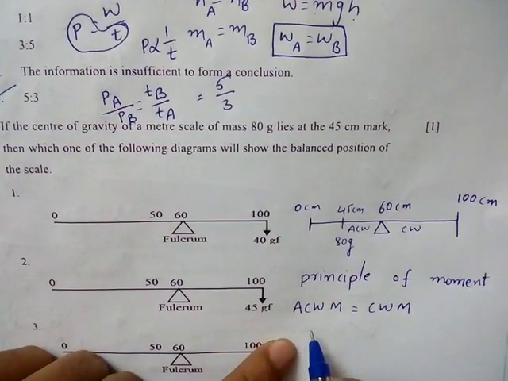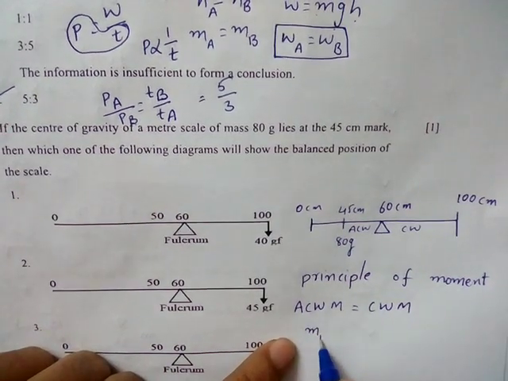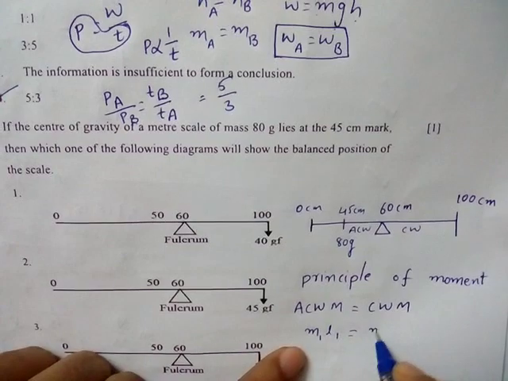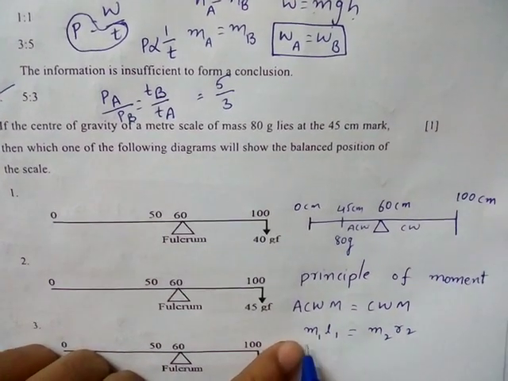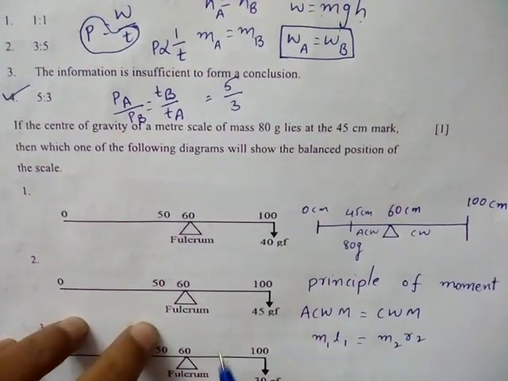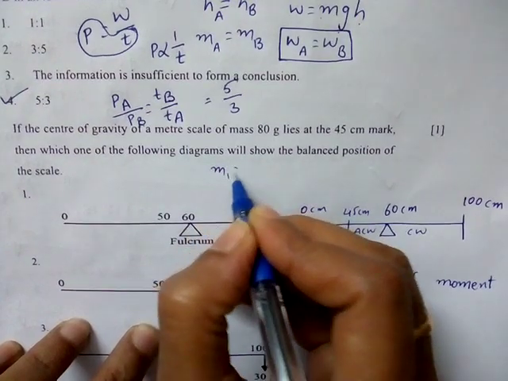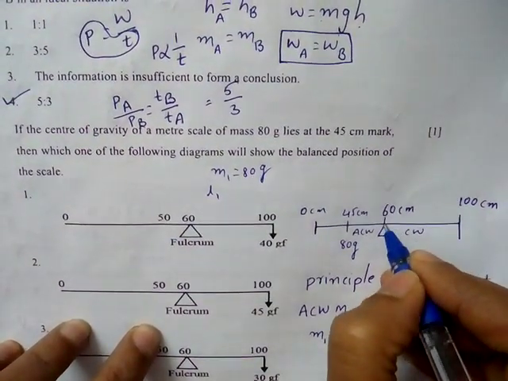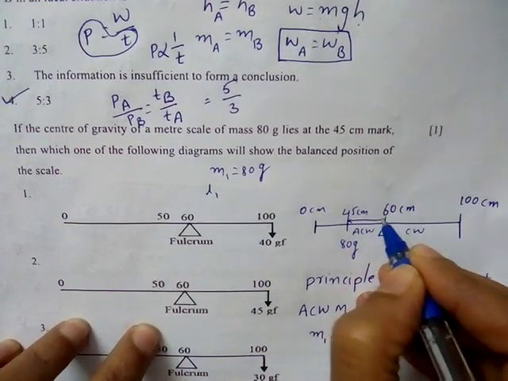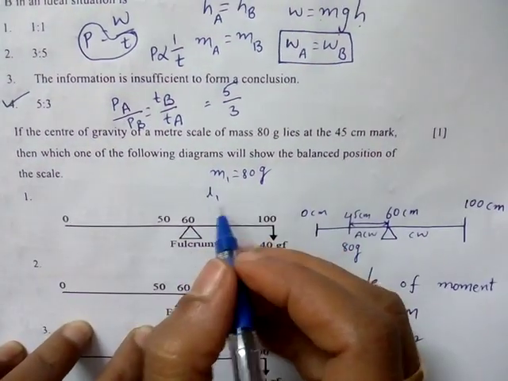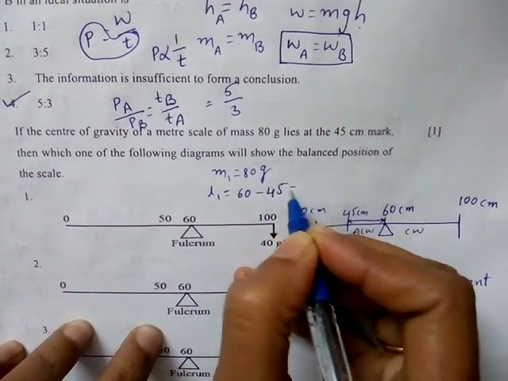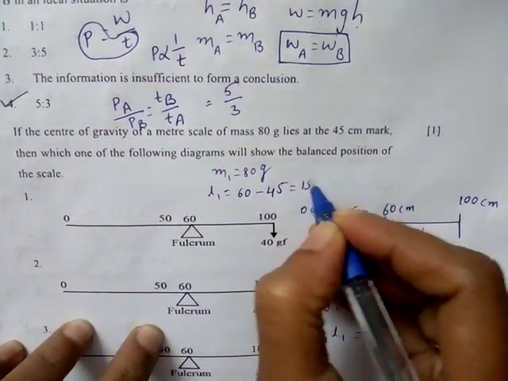So you know the formula is M1 into L1 is equal to M2 into L2, or in some books R1 and R2 are written. So M1 you know, 80 gram. So M1 is equal to 80 gram. L1, how do you know? From the fulcrum to this 45, what is the distance you have to take? So it becomes 60 minus 45, which is equal to 15 centimeter.